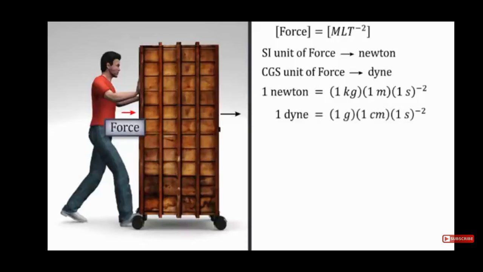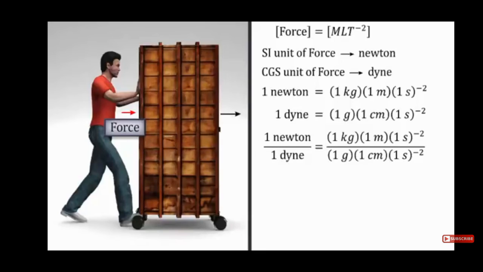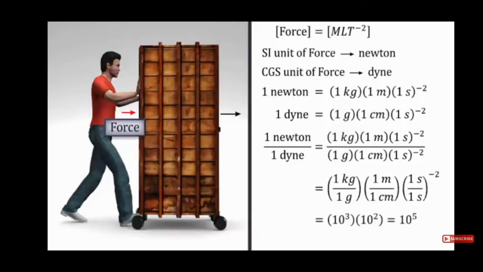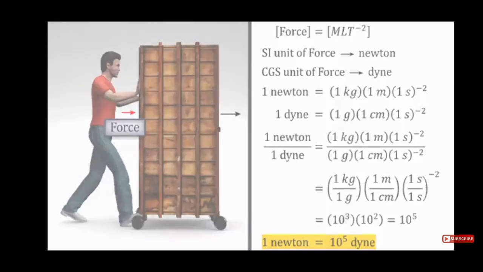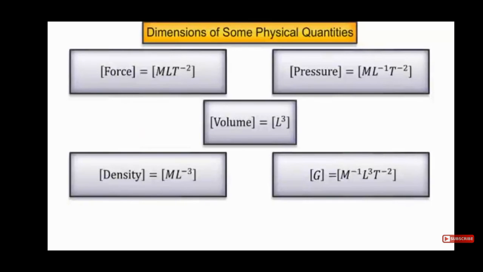The SI system of unit of force is Newton, and its CGS unit is dyne. Hence, 1 Newton is equal to 1 kilogram into 1 meter into 1 second power minus 2. Similarly, 1 dyne is equal to 1 gram into 1 centimeter into 1 second power minus 2. Now, we divide 1 Newton by 1 dyne and then find the ratio of Newton to dyne as shown. Thus, 10 power 5 is the conversion factor to convert Newton to dyne.